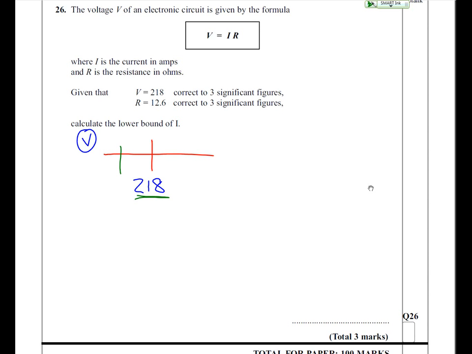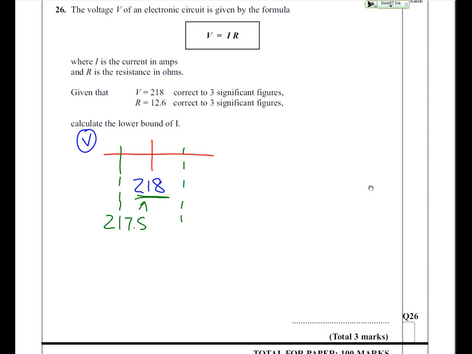Well, if it was lower than 218, you would round up to it. But what value would you round up? Anything above 217.5 rounds up to that, doesn't it? And what about rounding down? Well, here's the confusing bit.